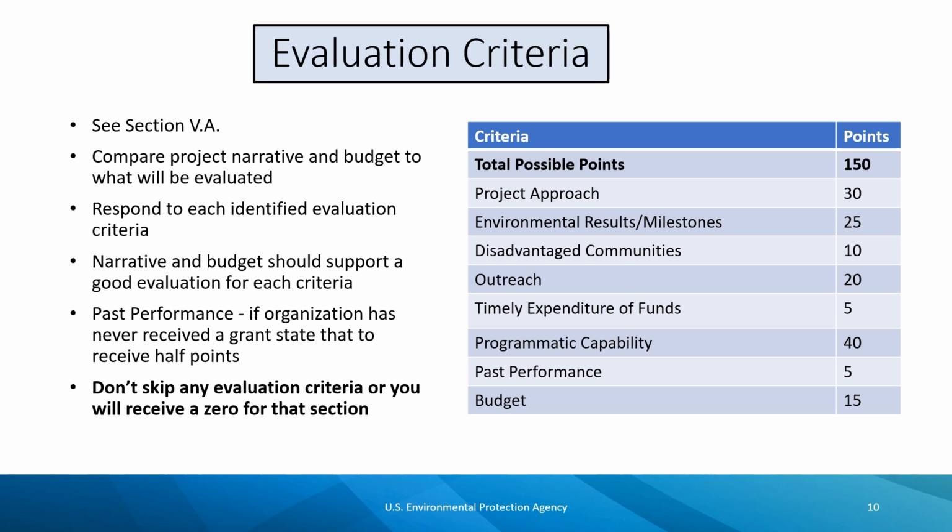Under the Past Performance section, if your organization has never received a grant or an assistance agreement, please state that to receive half the points. If you skip or fail to provide any information for any evaluation criterion, you will get a 0 for that section. The table on this slide shows the point value of each evaluation section. I am going to say this again. It is very important that you read the criteria identified in Section 5A and provide sufficient detail in the narrative and budget for every item to be evaluated.